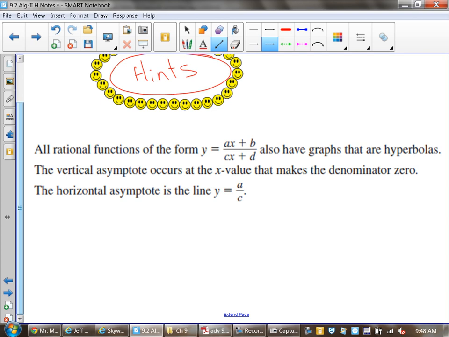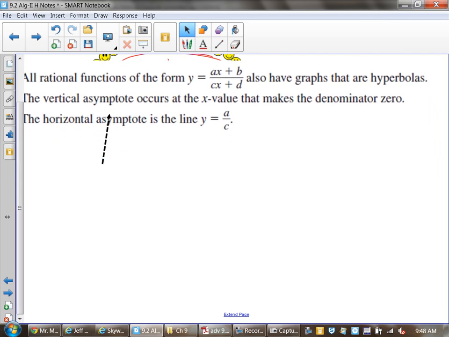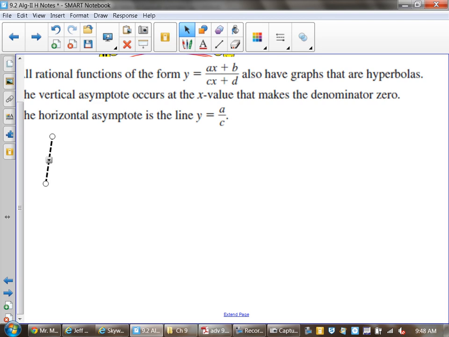There's another style of these graphs as well, besides just y equals a over x minus h. Sometimes they're written a little bit differently. Sometimes you have the form y equals ax plus b over cx plus d. I'll write down the hints for this one. Sometimes they're written in the form like that.